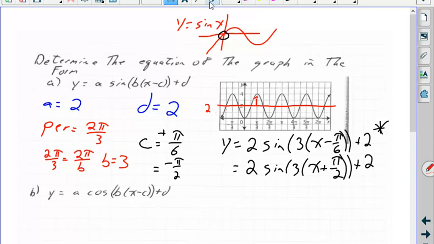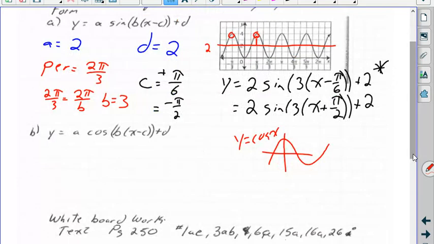The cosine graph crosses the y-axis with a peak. So I find it's easier to find the peak and how far it's being moved over. So here's one peak, and it's pi over 3 units to the right. Here's a second peak over here, pi over 3 units to the left.